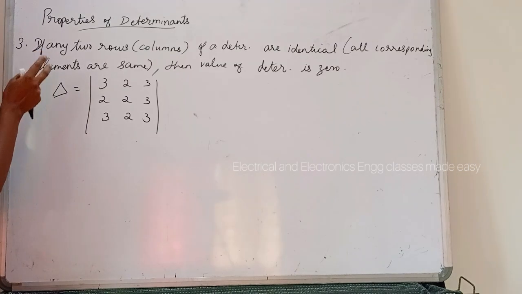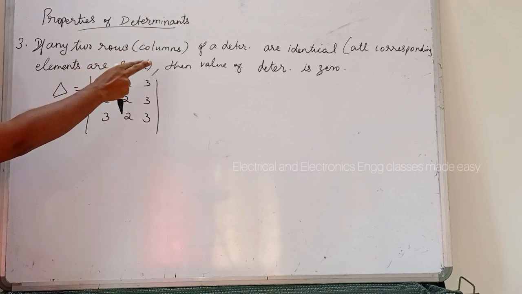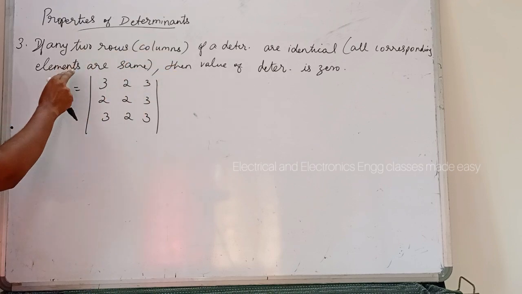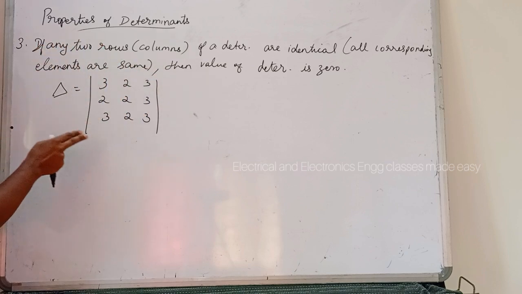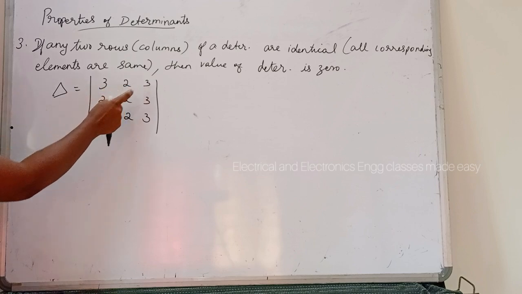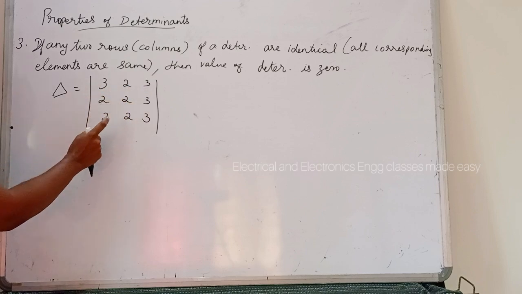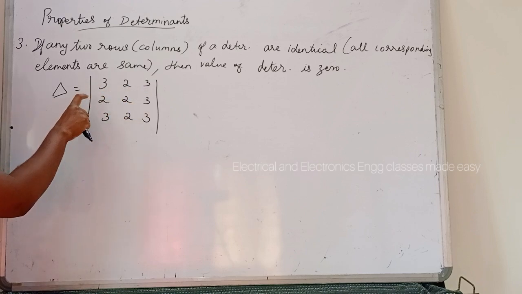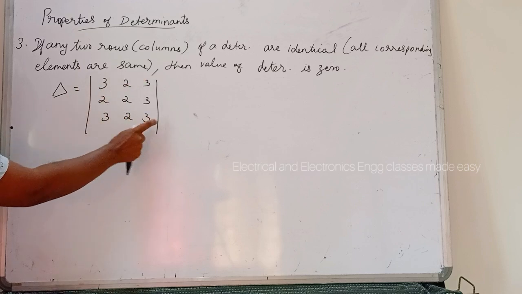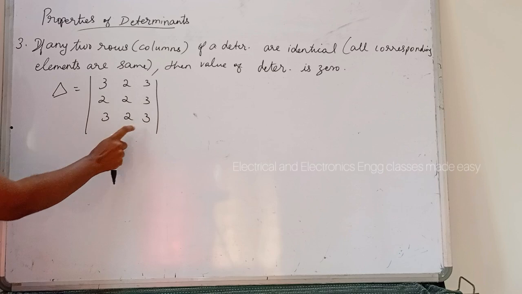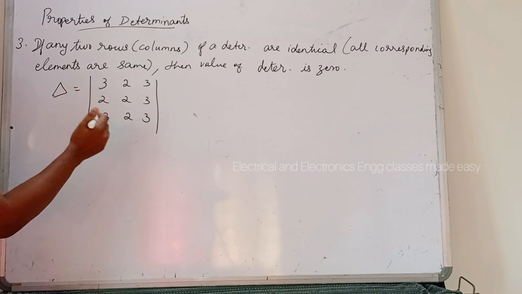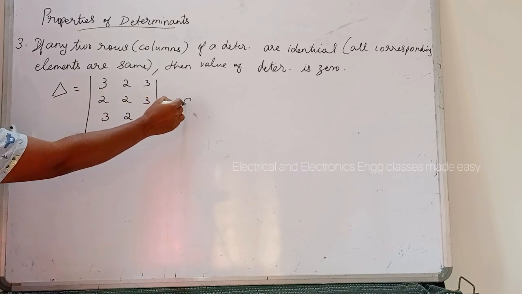Next property is if any two rows or columns of a determinant are identical, that is all corresponding elements are same, then value of determinant is 0. For example, if delta is equal to determinant of 3, 2, 3, 2, 2, 3, 3, 2, 3, here the first row and the second row are identical. So all the corresponding elements are same here. Then delta will be equal to 0.